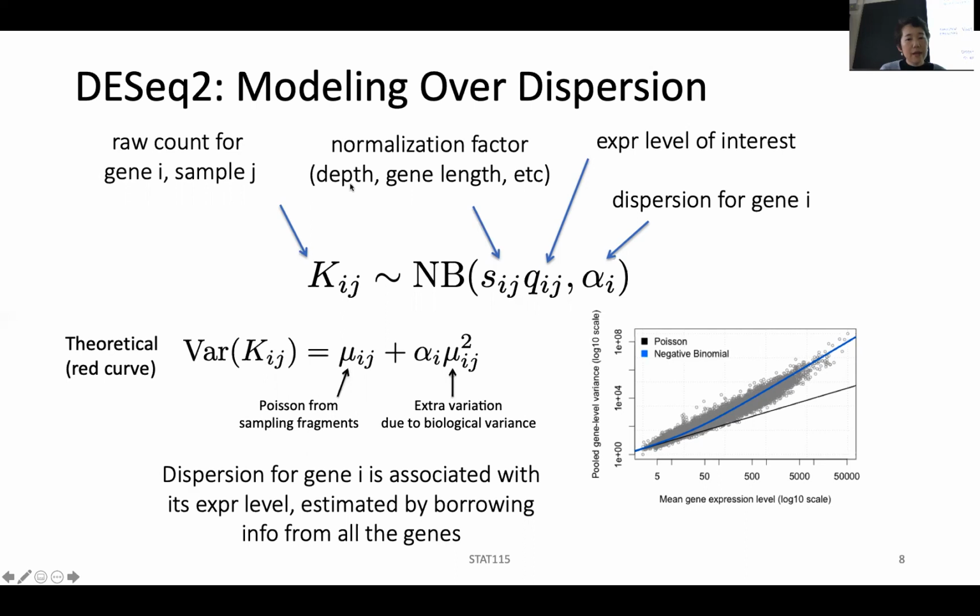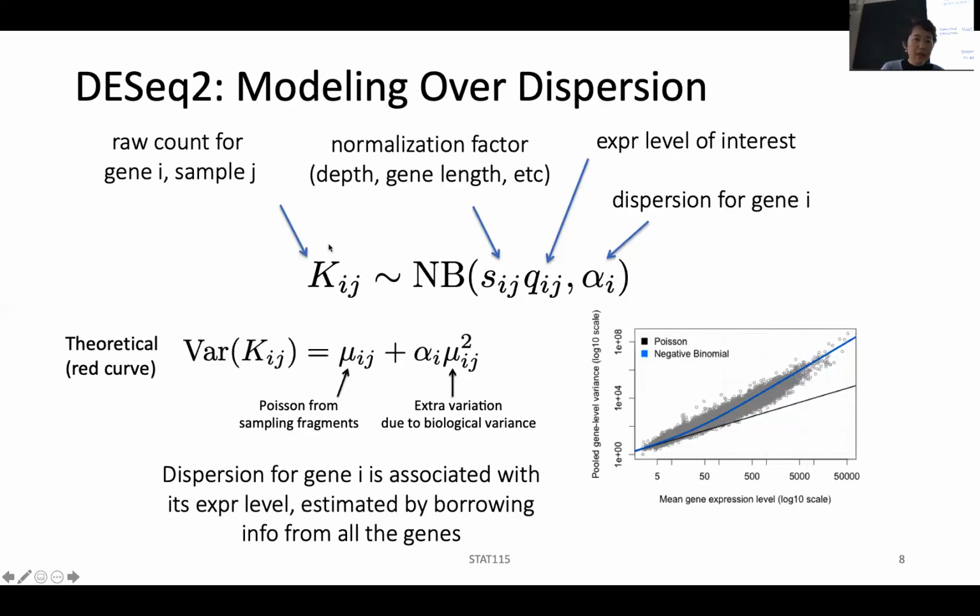This scaling factor is dependent on the whole sequencing depth of your library, and also the gene length. As we mentioned, if the gene is very, very long, then you have more reads. But if the gene is short, you have fewer reads. It may also correct a little bit for the GC content of this gene. And this is the actual expression level you really want to measure, roughly like a TPM level. You are trying to see how much this gene is expressed, and then this is the dispersion.